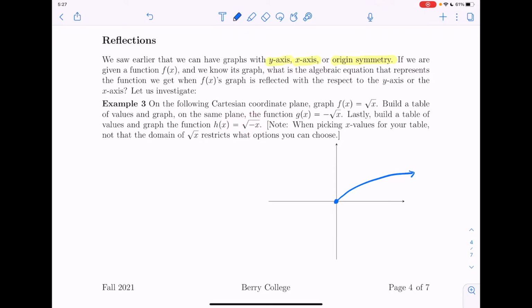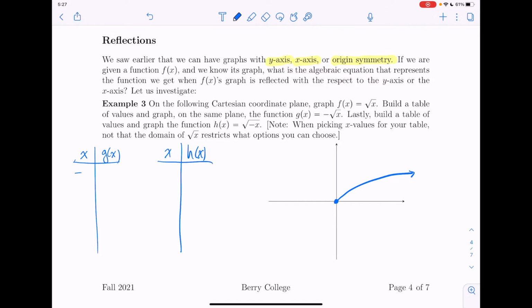And I'm actually going to do this in two different tables. We're going to do x and g of x, and we're going to have a separate table for x and h of x. And there's a reason for that. Look at g. g is just the negative square root. Note that when I graph g, I cannot choose x values that are negative, because then the inside of this root would be negative, and I can't take the square root of a negative. So I can't pick negative 2 here, for example. But what I can pick are positive values.